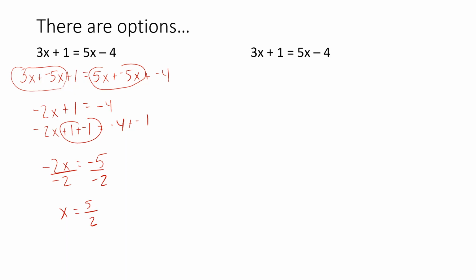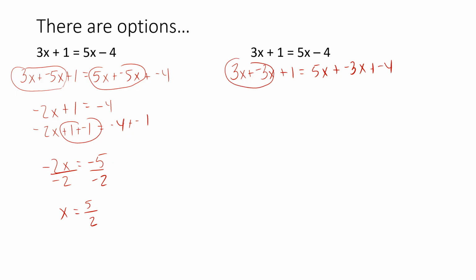But one of the drawbacks to that is that you end up with a negative coefficient on your x. And a lot of people just don't like having a negative coefficient on their x. And so what they will do is this. They'll say, well, instead of moving the 5, I'm going to take away the 3. And they'll do the 3 instead.